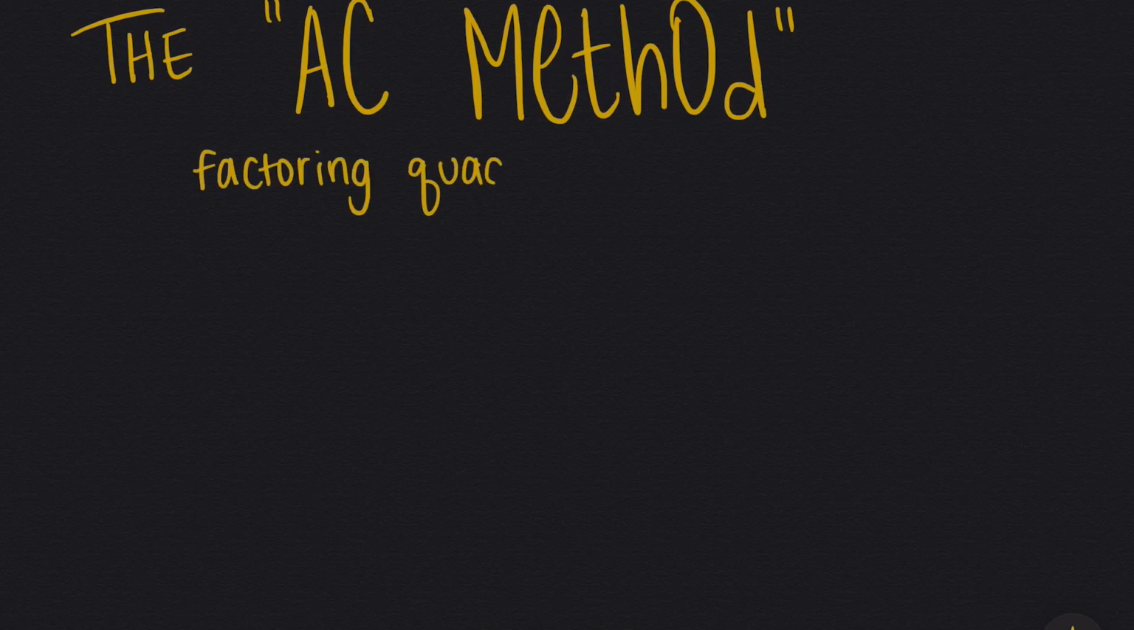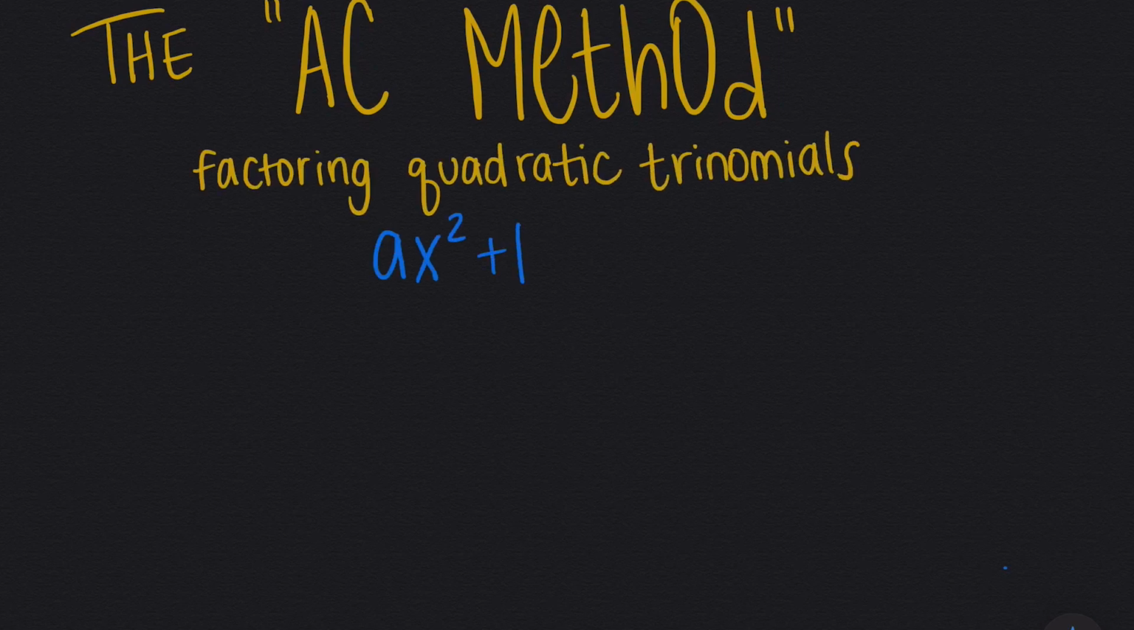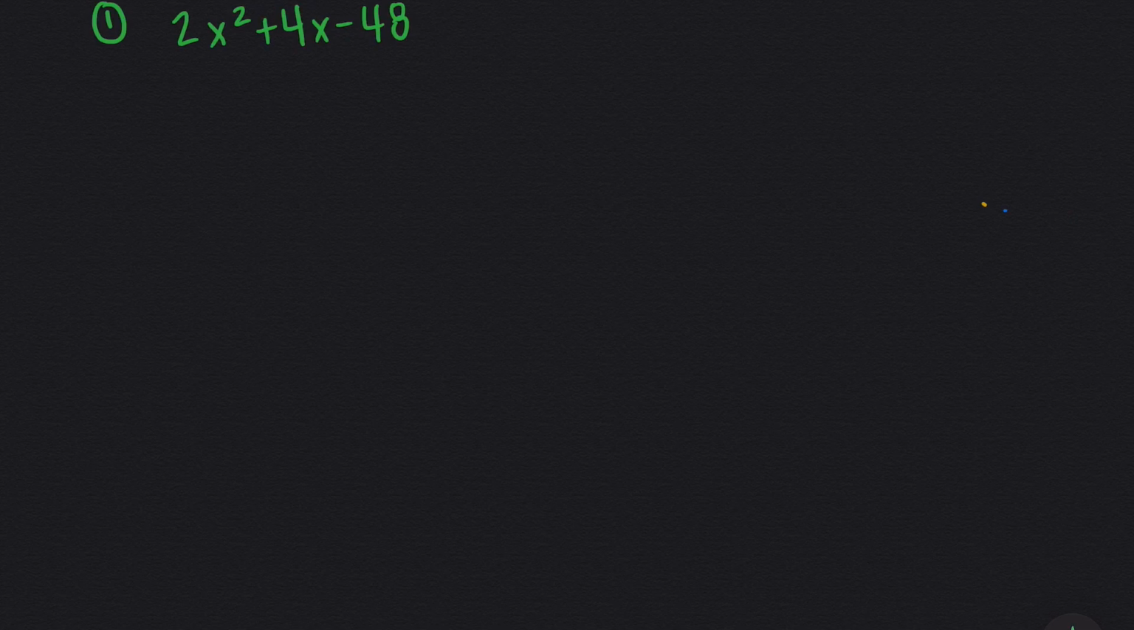Hello boys and girls, this video will be about factoring quadratic trinomials when a is not equal to 1, and this is part 2 of the first factoring quadratic trinomials video I made. Here we'll discuss how to do the AC method. Here's number 1, and we have 2x squared plus 4x minus 48.